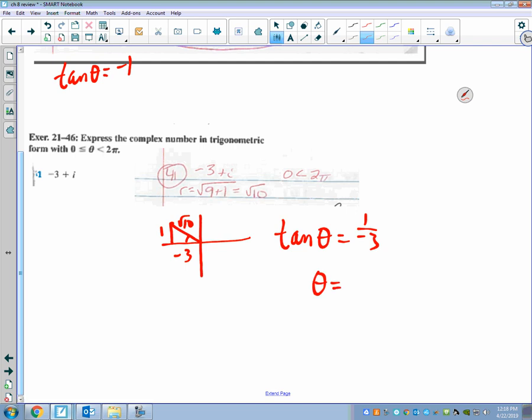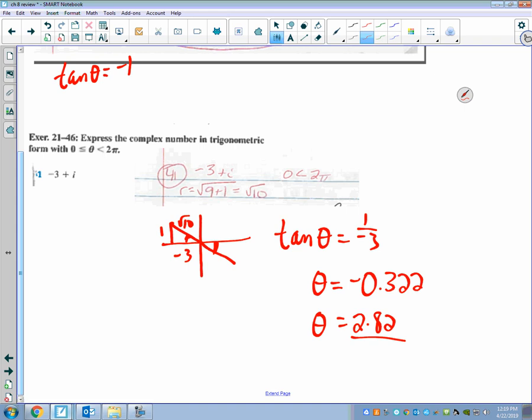And my calculator says negative 0.322. But that is not in quadrant 2, right? That's down here. So you have to think about how to get that other angle. And I think I would just add pi to that, wouldn't I? To get 2.82. Because I could just take pi minus that angle or add pi to get over there. So 2.82 is my angle.